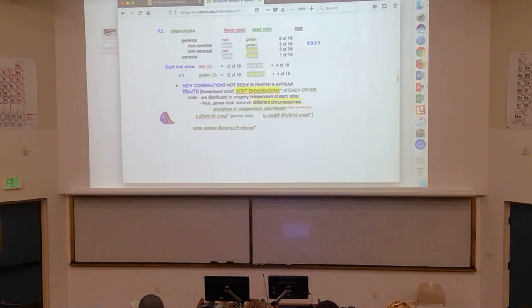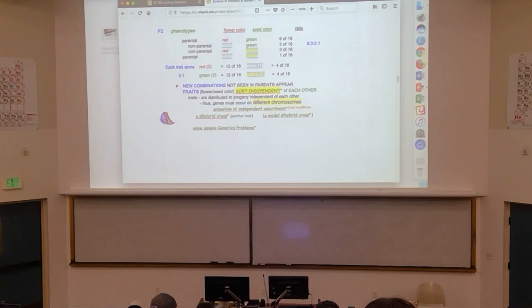So if I give you a problem in which you're looking at the number of progeny produced, et cetera, and you count them and you come up with 9, 3, 3, 1, you know you're looking at a dihybrid cross. Okay? Very simple. Now, let's look at the red flowers alone. Okay? I have 9 and 3. That's 12. And let me look at the alternate allele, the white flower. I have 3 and 1, 4. That's a 3 to 1 ratio.